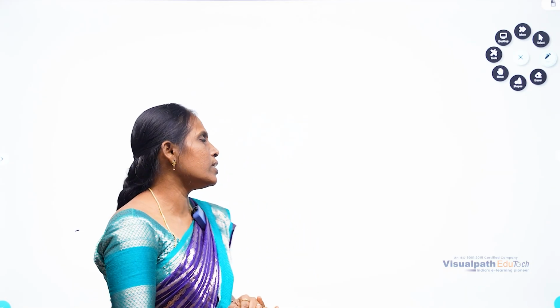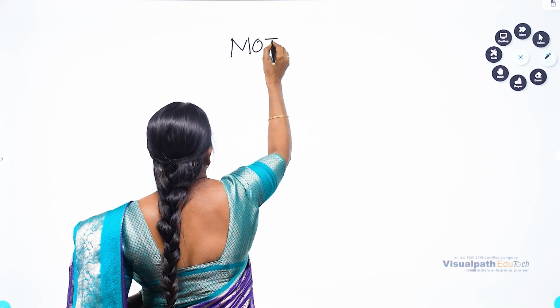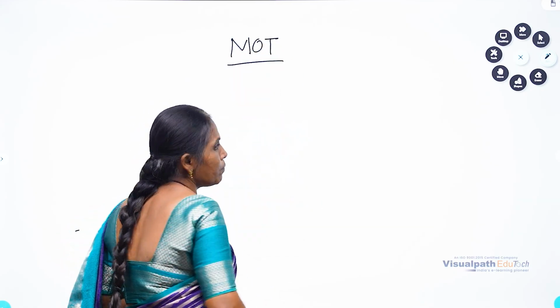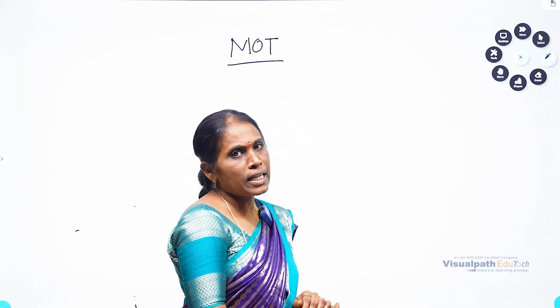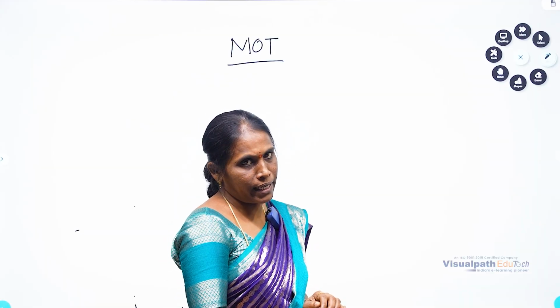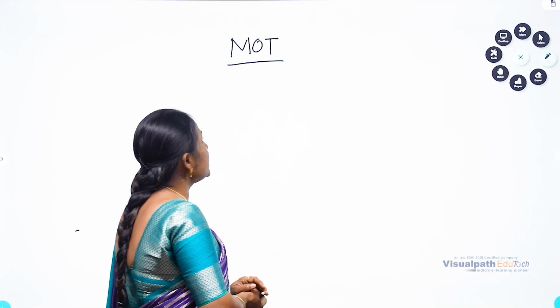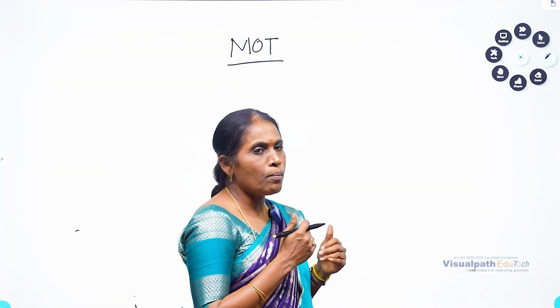So next we go to discuss the MOT. Molecular orbital theory is known as MOT. In the year 1932, Hund and Mulliken proposed this molecular orbital theory. According to this, atomic orbitals are combined and they form the molecular orbitals.